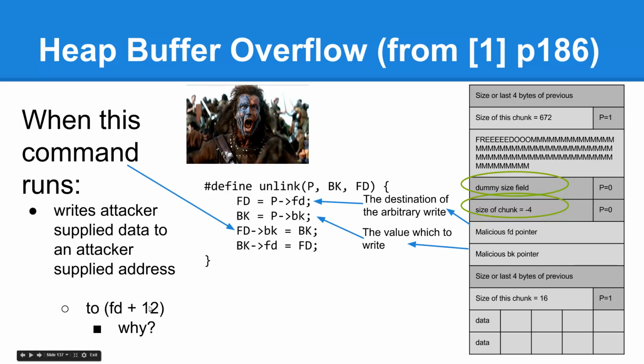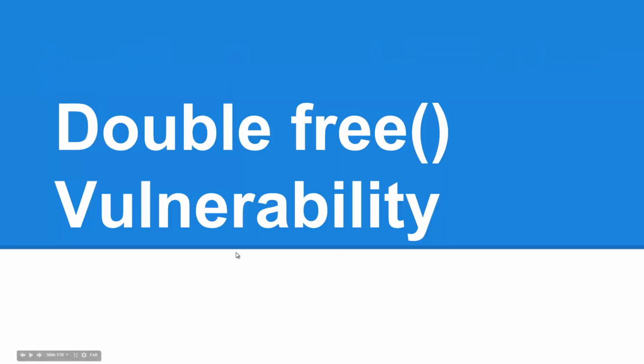Technically, it's going to go to this member of the heap object. So it's going to go to the forward pointer plus an offset of 12. So 1, 2, 3 times 4 for the size of a 32-bit integer would be where it begins, and to overwrite the back pointer for the next one.